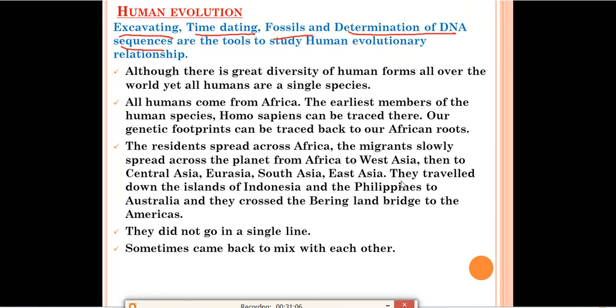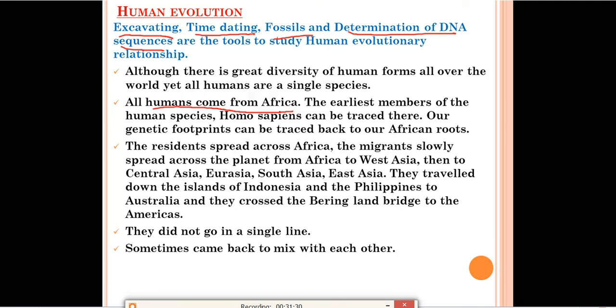Although the skin color and skin tone are different for the different races living all over the world, the species is common for all human beings. All humans came from Africa, means the common origin for all of us is Africa. The earliest member of the human species, Homo sapiens, can be traced there. Our genetic footprints can be traced back to Africa.